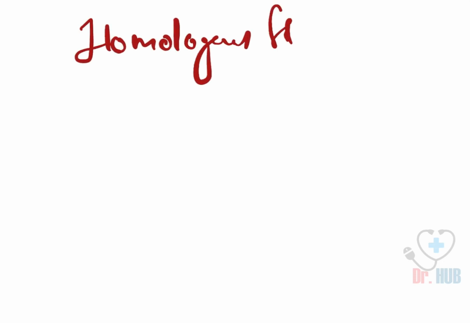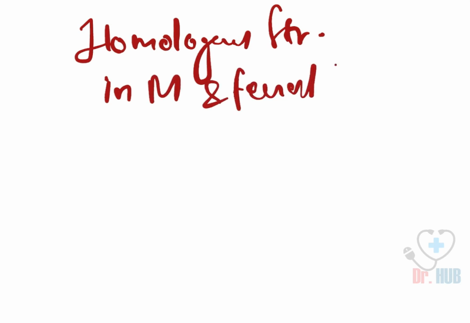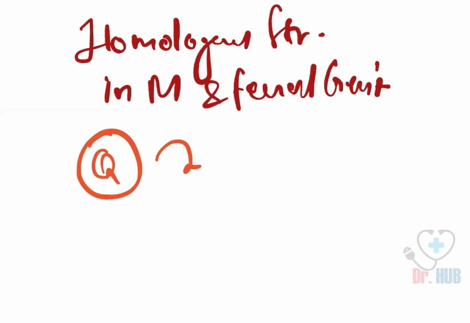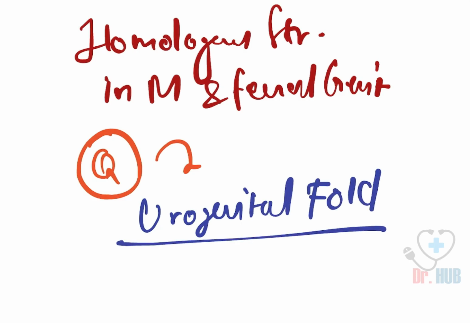Homologous structures in male and female genitalia. So this is the topic. To start off with a few questions. The urogenital fold. So what are the structures which arise from this? That will be the first question.